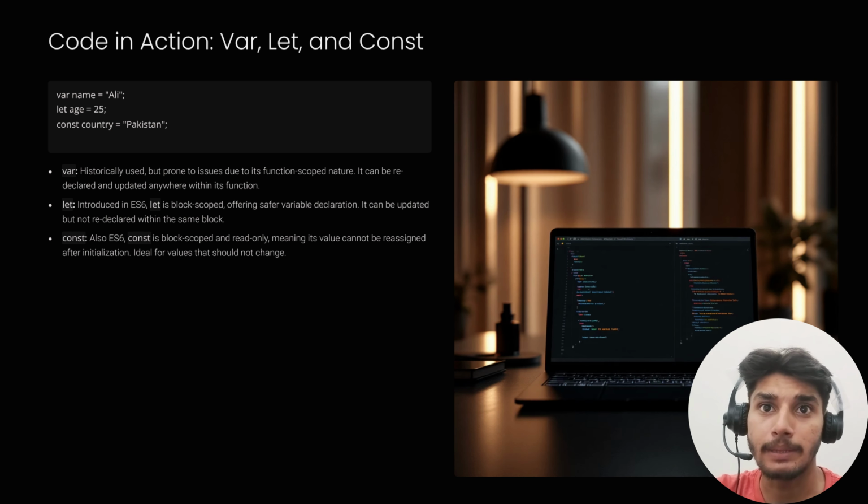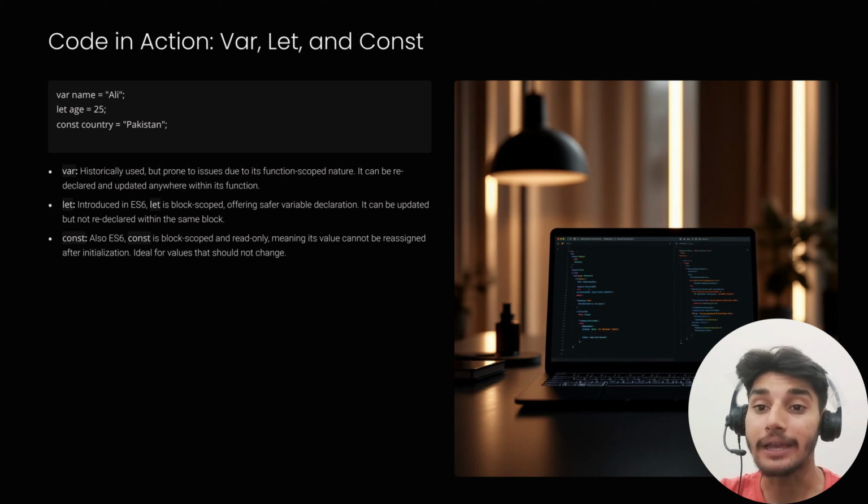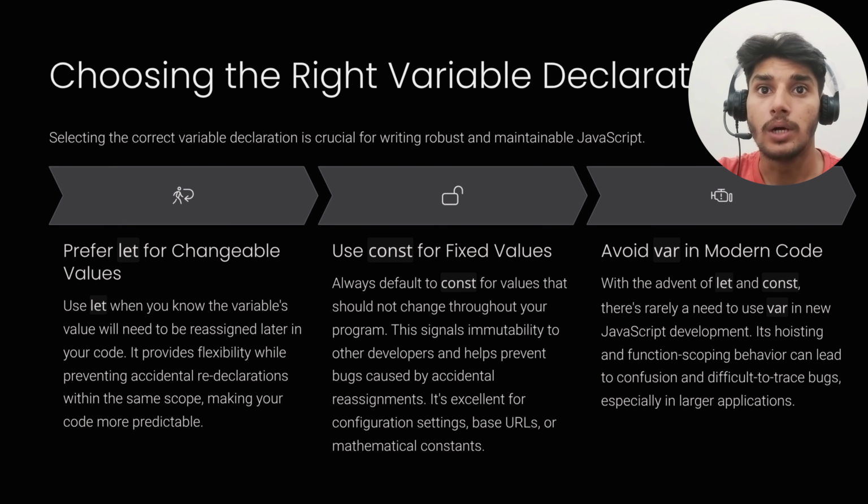Here's a simple example. var name equal to Ali means we have stored the name in a variable. let age equal to 25 can be updated later. const country equal to Pakistan is fixed. We cannot reassign it. So, when should you use each one?